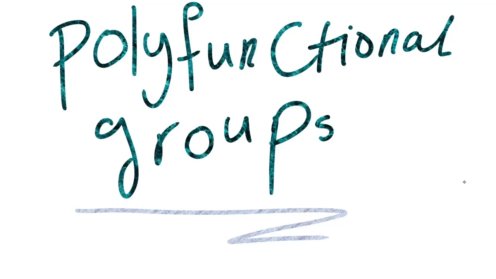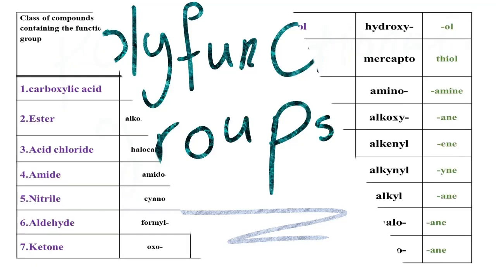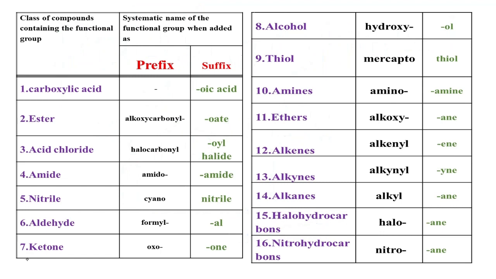Hi. In this video, I will explain to you polyfunctional groups and how you can name any organic compound that has more than one functional group. In naming polyfunctional groups, you should be careful about the priority of functional groups. Let's first know the priority of functional groups in decreasing order. As you move down, the priority will decrease.